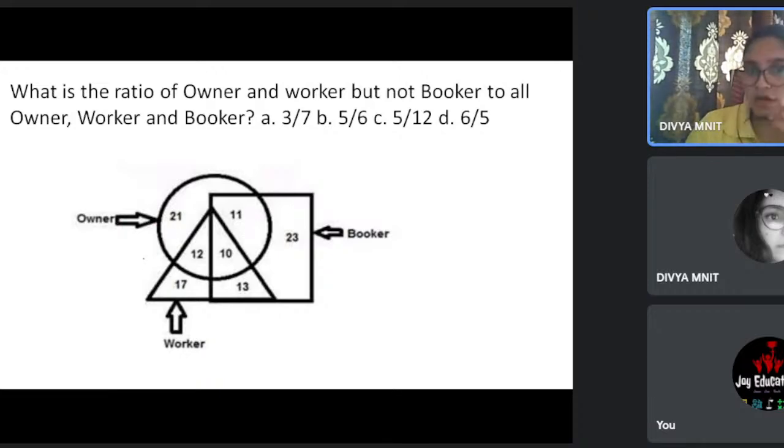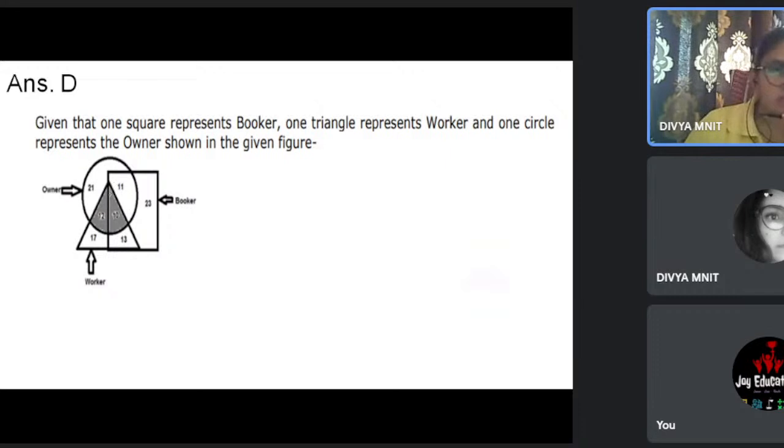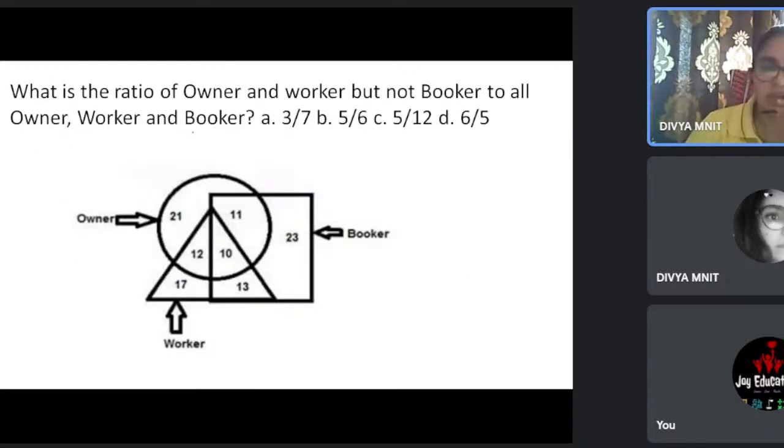Who are all the owner, worker, and booker? It is 10 people. So 12 plus 21 plus 70 divided by 10. We have to select owner and worker but not the booker, which means 12 divided by 10. So our answer is option D, 6 by 5.